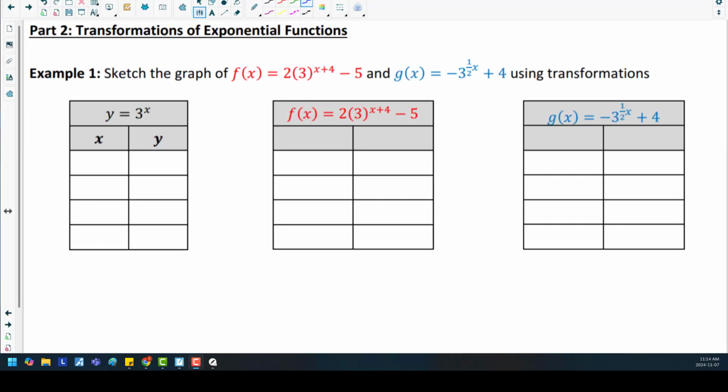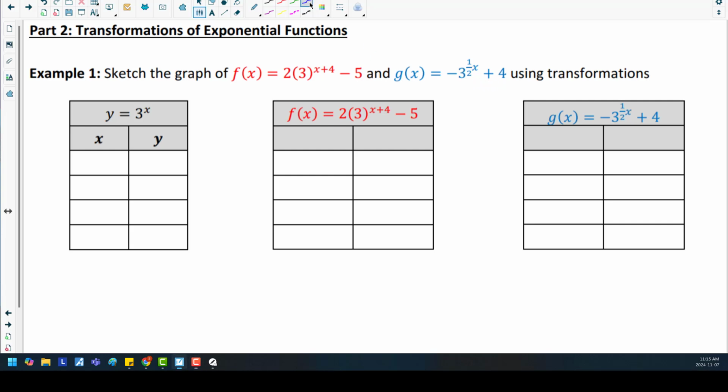Okay, part 2. Transformations of exponential functions. Let's do an example. Here we have example 1. We're going to sketch the graph of f(x) equals 2 times 3 to the power of (x plus 4), and then minus 5. And we have a function g(x), which is equal to -3 to the power of 1/2 times (x plus 4). Let's see how we can do this.